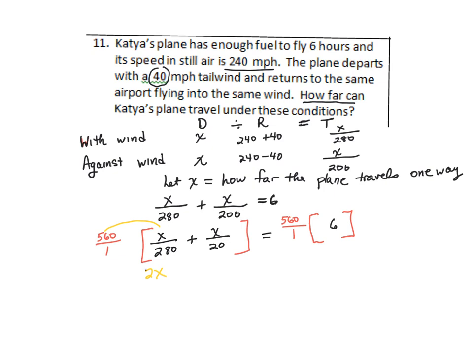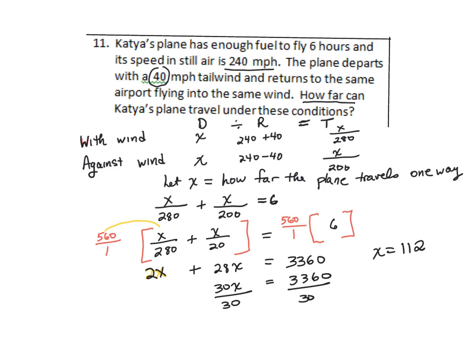Oh, 2x. And then 20 goes into 560 28 times, so we get 28x here, equals 560 times 6, which gives us 3,360. So we get 30x equals 3,360. We divide each side by 30, and our final answer is 112. So x is 112.